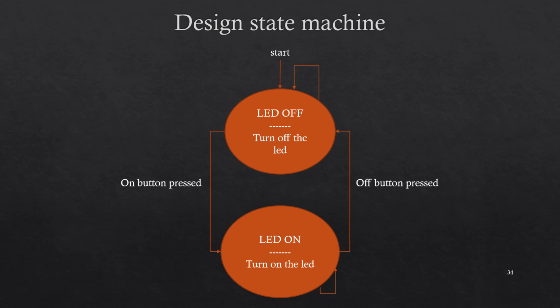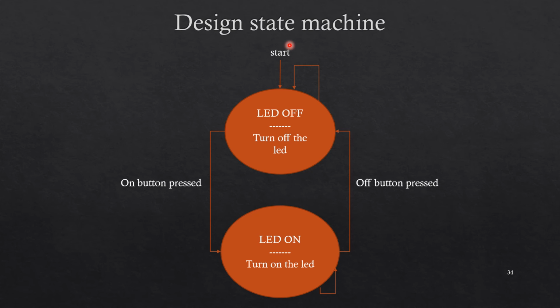Think of it this way. When you press the button, that is an event, but the result of that event is changing the state of the machine to something else. So here we have two states, one called LED off and one called LED on. And we have added the action within the LED off state to turn off the LED, and the action in the LED on state to turn on the LED.